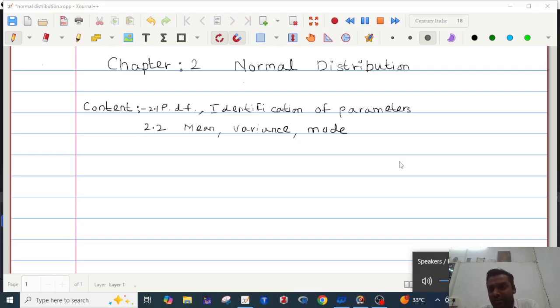And also in several other subjects, like statistical inference and testing, this distribution has a very important role. So in many subjects, this normal distribution plays a very important role.